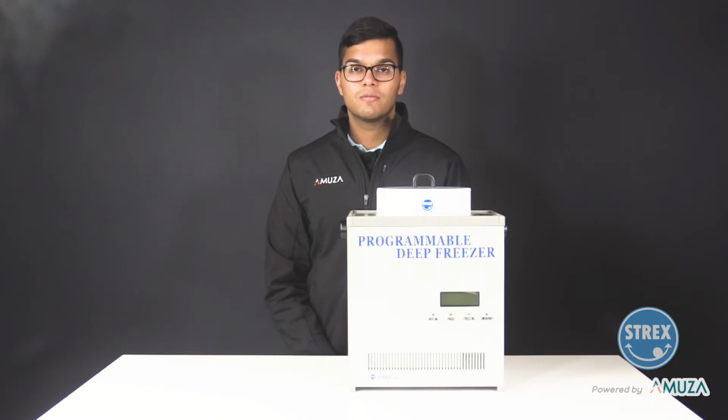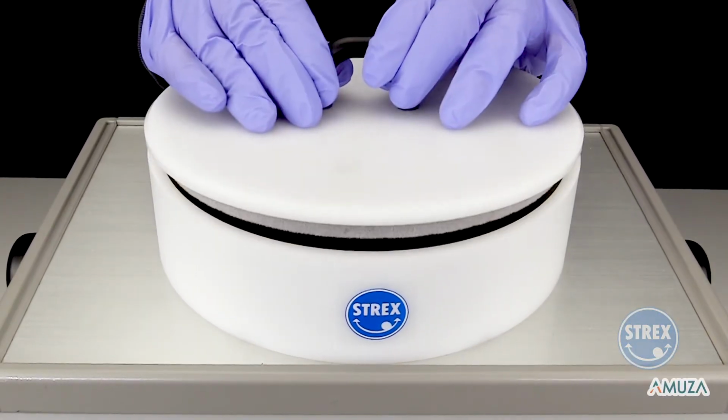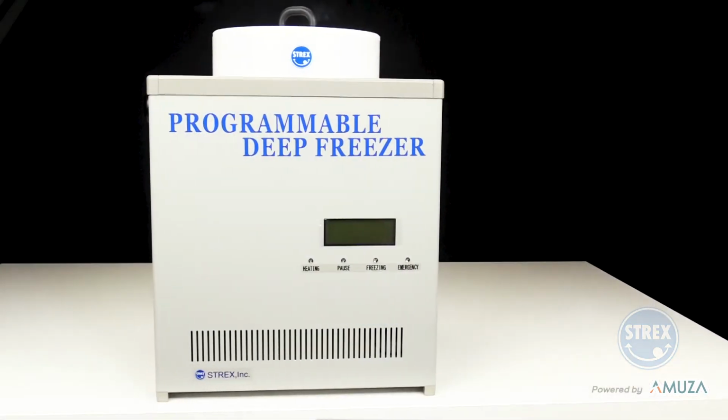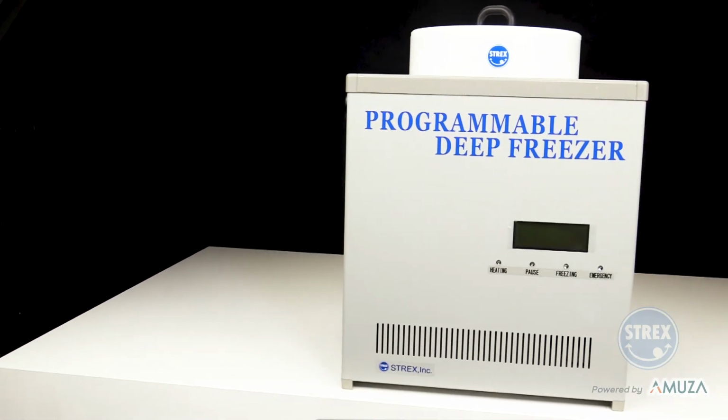stemming later on. This particular model is custom made to accommodate about 50 1 to 2 ml cryotubes. Strex custom manufactures every Cryocell to be compatible with any sized cryotube, vial, or bags you might be using.